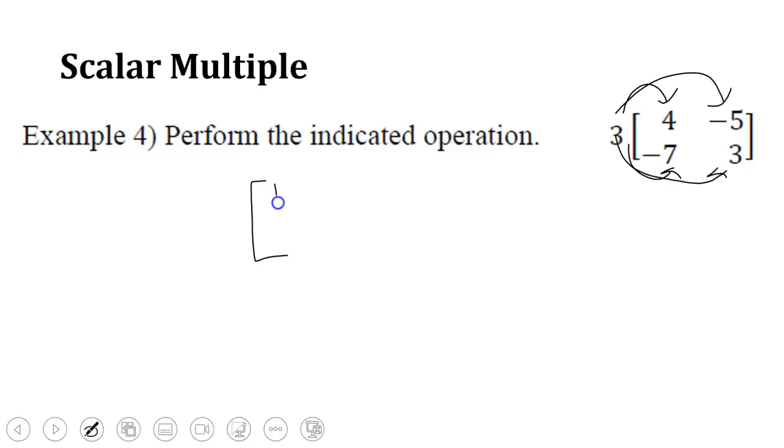So 3 times 4, 12. 3 times -7, -21. 3 times -5, -15. And 3 times 3 is 9. Just multiply it in.